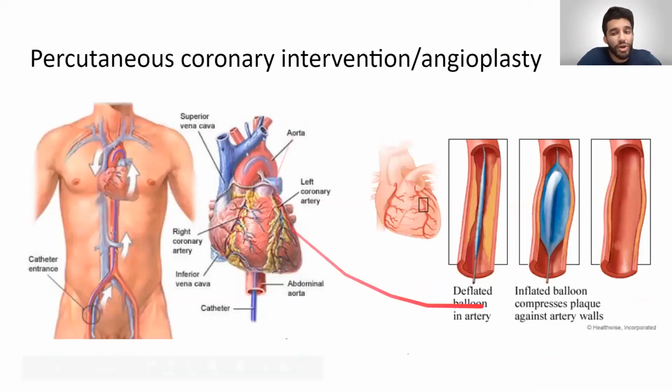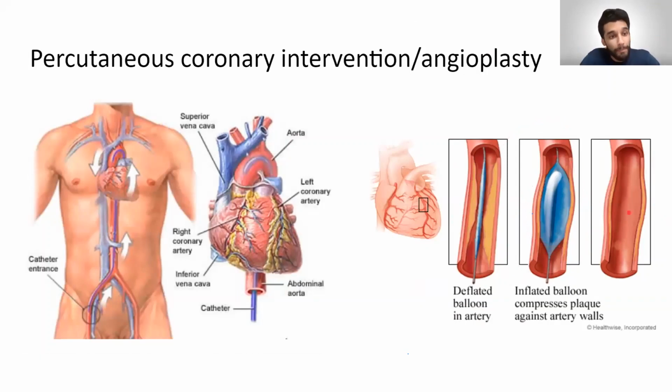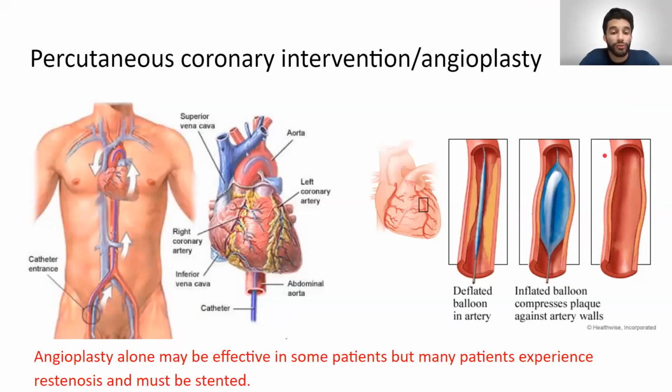So scientists first did this with PCI, percutaneous coronary intervention, where they snaked a deflated balloon into the artery, inflated it, and compressed it against the artery walls, and had the artery walls reopen. But there came a big issue, because as soon as we reopened these arteries, then sure, that would work for a little bit.